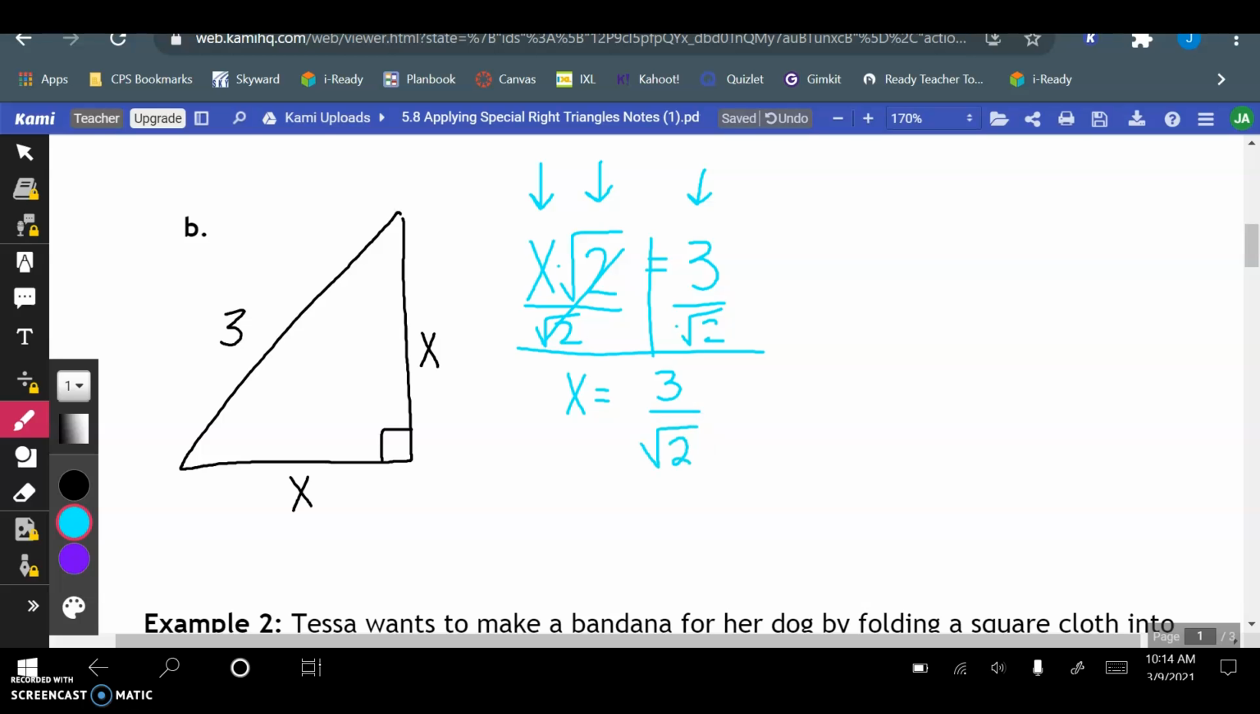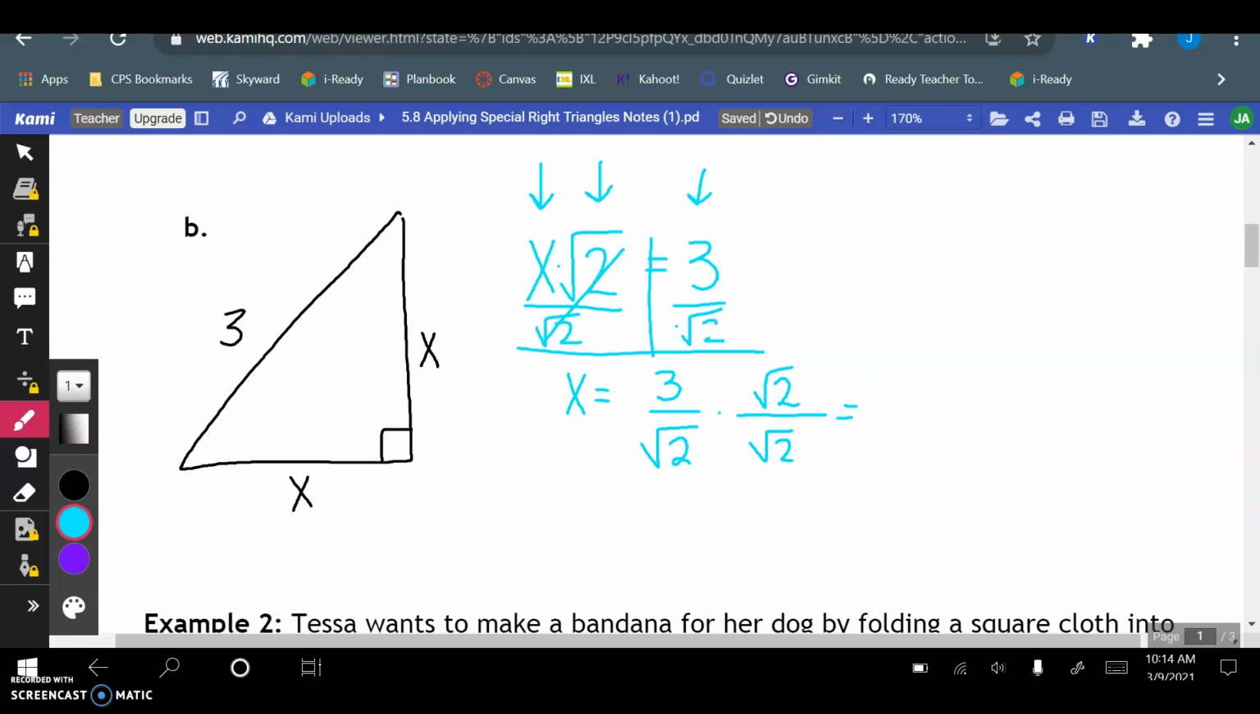Now we can't have a radical left in the denominator, so what we're going to do is multiply by another square root of 2 over the square root of 2, because that would be equal to 1, and multiplying by 1 doesn't change our value, but it does help us alleviate that radical sign in the denominator.